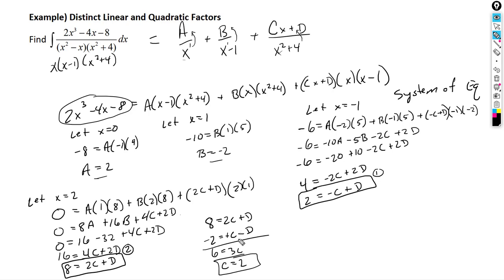When I plug back in 2, so we'll go here, okay? So that's 2 equals -2 plus d, and then d is equal to 4. So c is 2, d is now 4. Great. What does that actually mean? Well, that means that these letters up here are now going to be filled in. Okay, so let me clean this up a little bit.